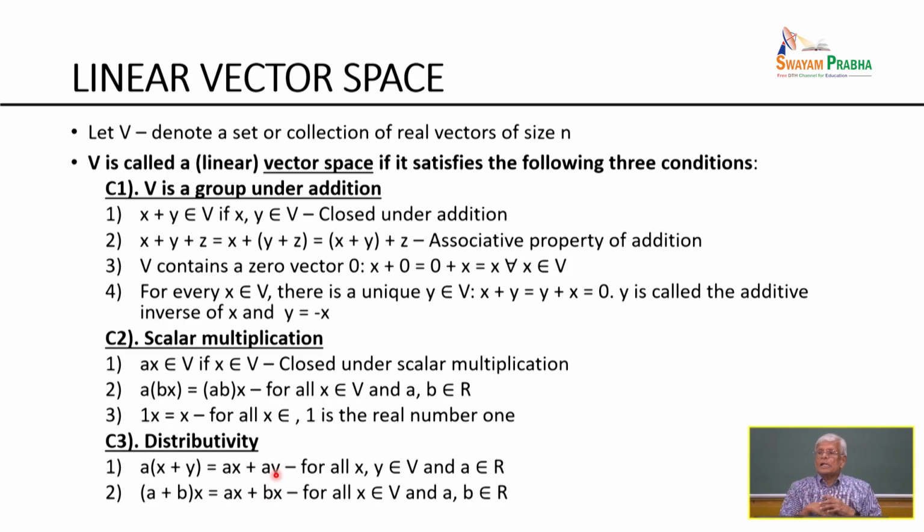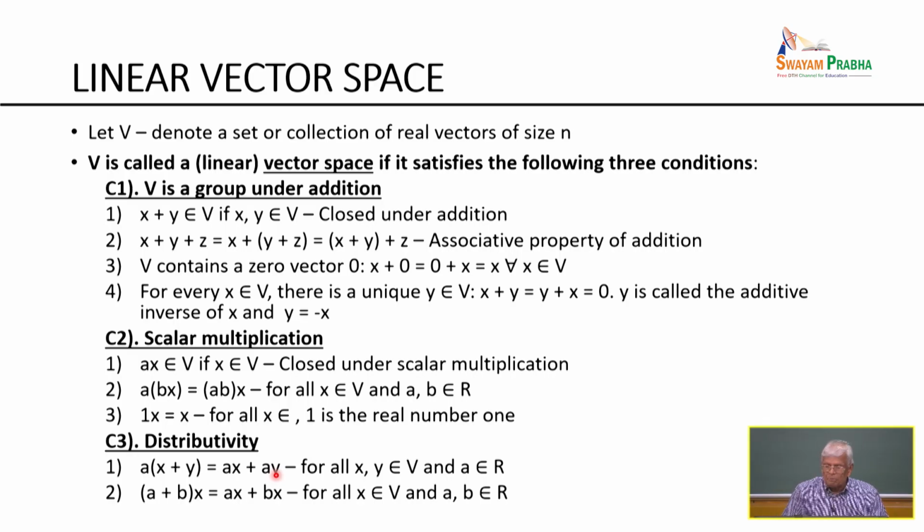In general, a plus b equals b plus a. If a plus b is equal to b plus a, we call it commutative. The order of operation is immaterial. If a plus b is not equal to b plus a, then it's non-commutative. So everything here is commutative. Any set of vectors that satisfies these three properties is called a vector space.